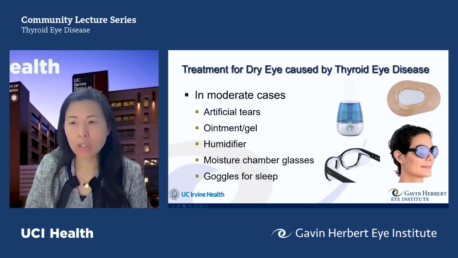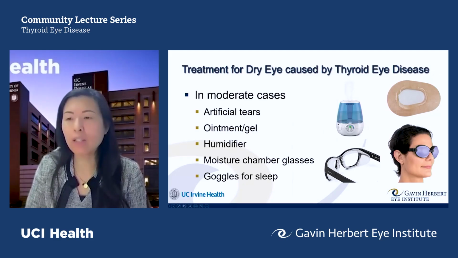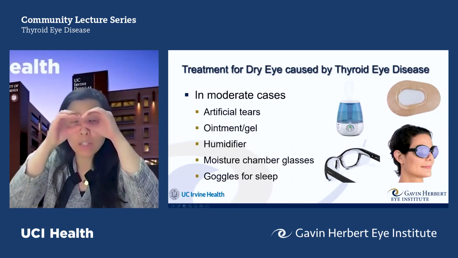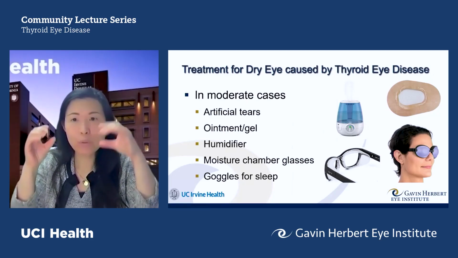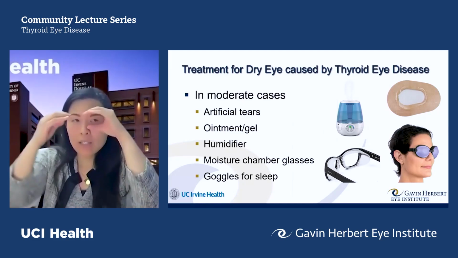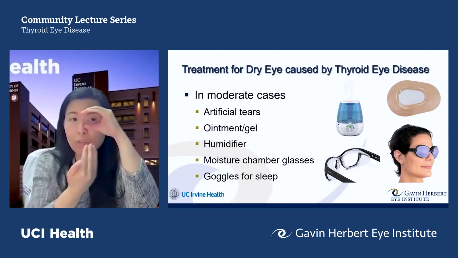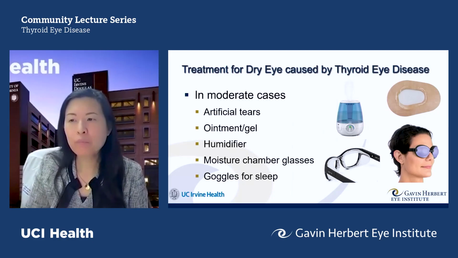Or you could buy these moisture chamber glasses, and so they look from the front like normal glasses, and from the side they have the silicone padding so that it touches your skin. So that what's different between these glasses and normal glasses is that the air cannot pass in from any direction.